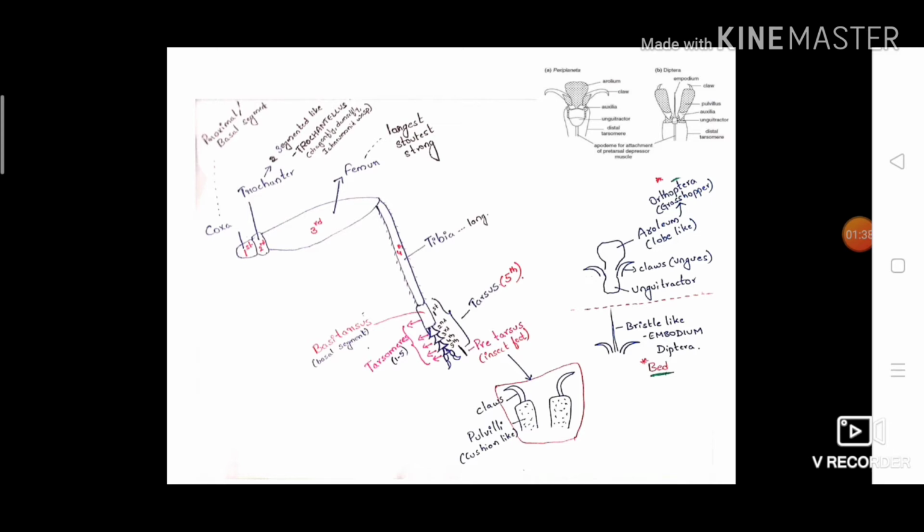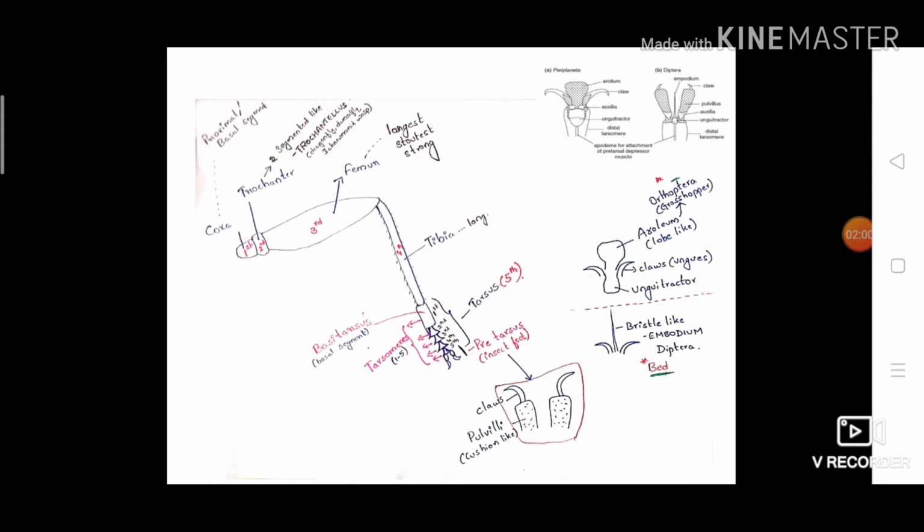Beyond the tarsus, there are several structures collectively known as the pretarsus. This pretarsus is also called the insect foot. In this, a cushion-like or pad-like structure is present. This is called the pulvilli, which ends with the claw-like structure, which ends with the claw. These together are called the pretarsus.